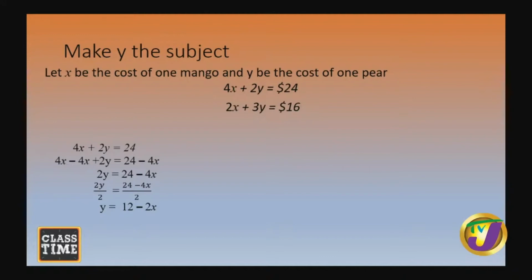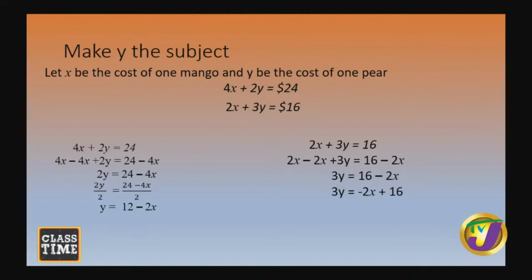Let's look at the second equation: 2x plus 3y equals 16. Let's isolate y. Again, we would need to find a way to get rid of the 2x, so we subtract 2x from both sides, the inverse of the addition. And that would leave 3y is equal to 16 subtract 2x. We just move them around so that we have them in a good format.